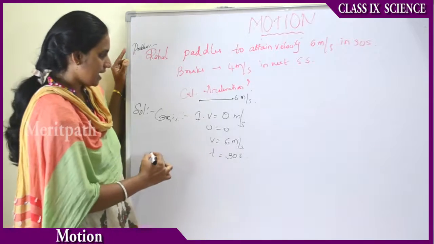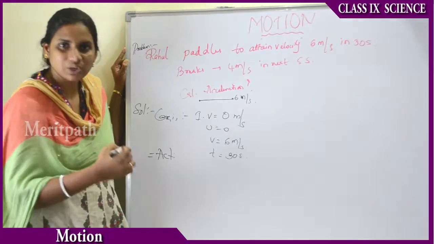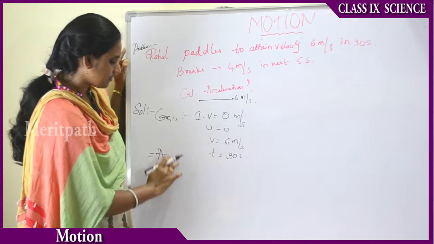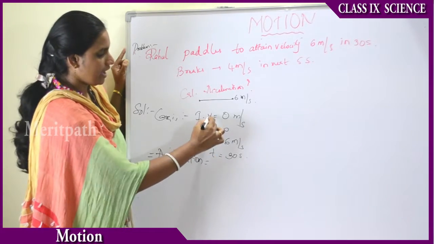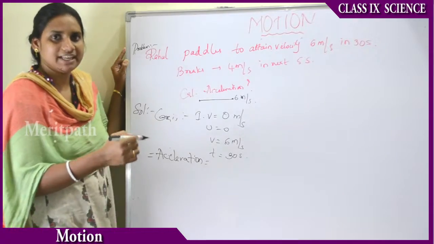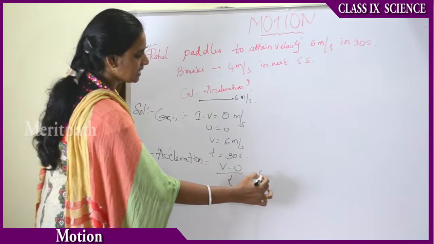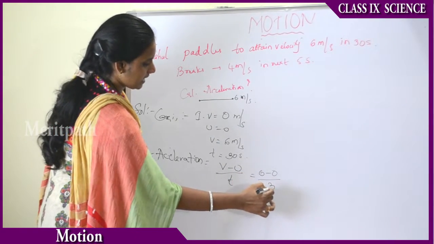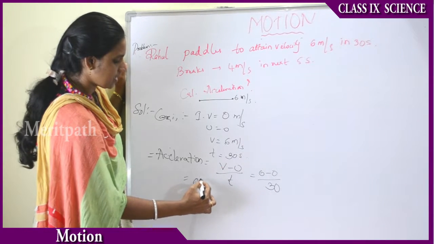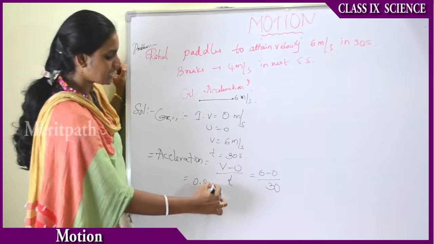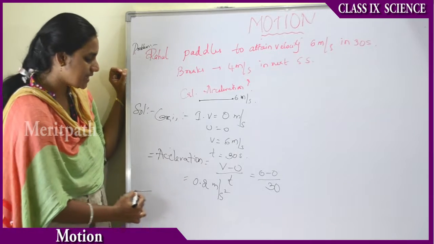Therefore, we can say acceleration is the rate of change of velocity with respect to time. That is, acceleration equals v minus u by t, that is final velocity minus initial velocity by t, that is 6 minus 0 by 30 seconds, right? Now we get 0.2 meter per second square as the acceleration in the first case. Now let us see case 2.